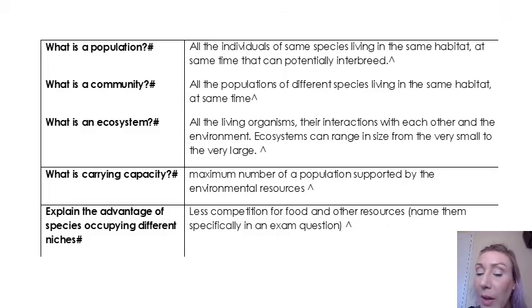Okay, so just a quick review. Population: all the individuals of the same species living in the same habitat at the same time. And remember, because they are the same species, they can potentially interbreed with each other. Community: all the populations of all the different species. So you can say all the living organisms, all the populations living in that habitat at that time.